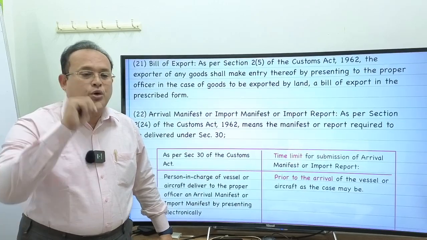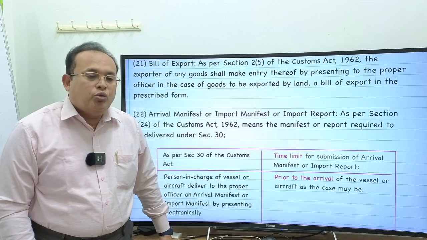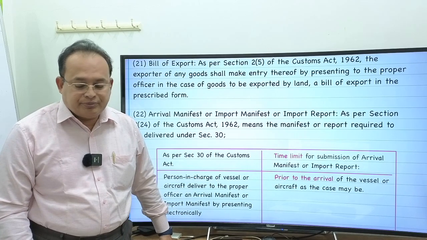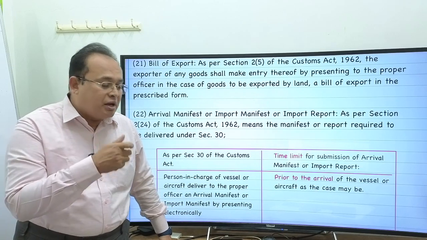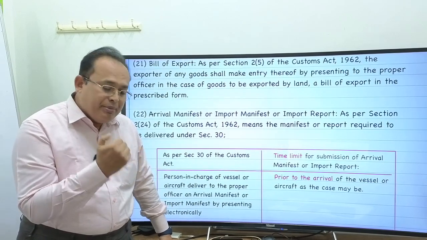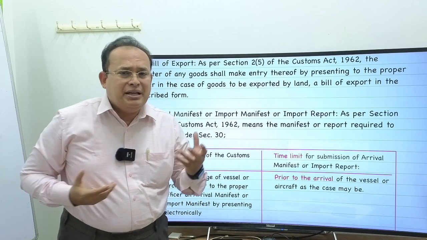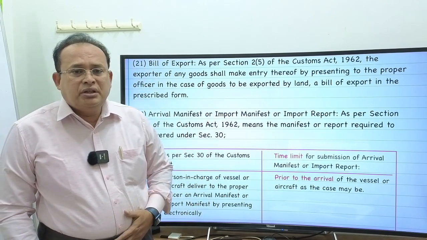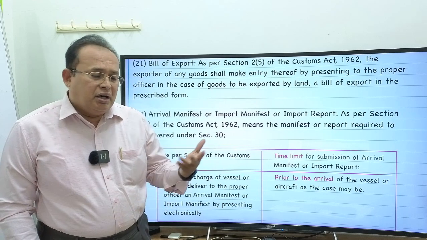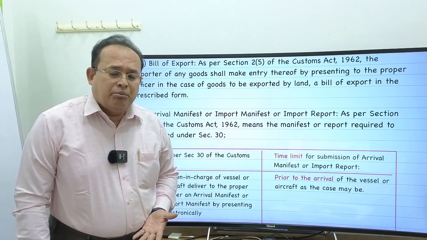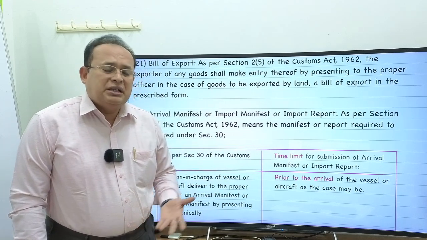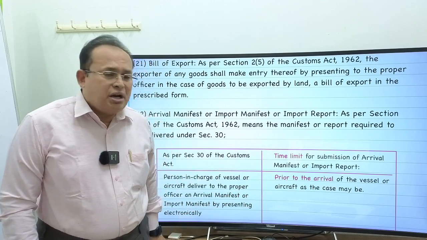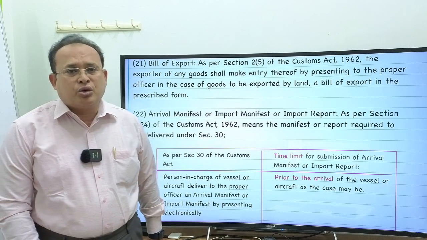Further referring here, the concept of bill of export. What do you mean by this? How to understand this? Bill of export. Especially when the goods are moving by road from India to a country outside India, we have the land route to Nepal, to Bhutan, to Bangladesh. In fact, we have a land route to Pakistan also, but that is not a much encouraged route.